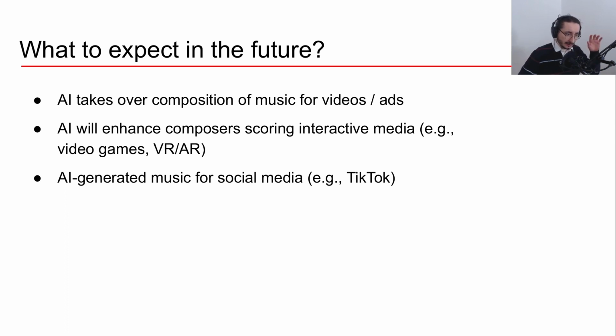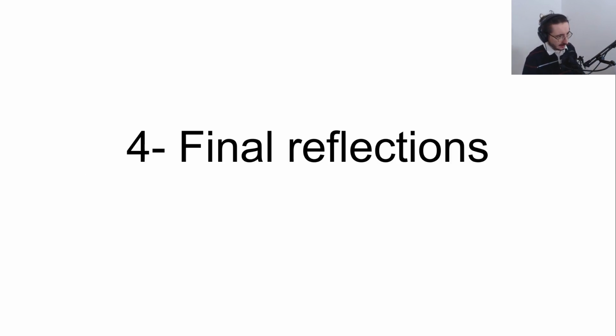And finally, I believe that we'll be witnessing in a few years AI generated music for social media. For example, on TikTok, right? They're having snippets of music that you can add to your TikTok, deciding, for example, simple variables like the style of the music and the mood of the music. Right. Now, before I finish this video, I want to have a few final reflections.